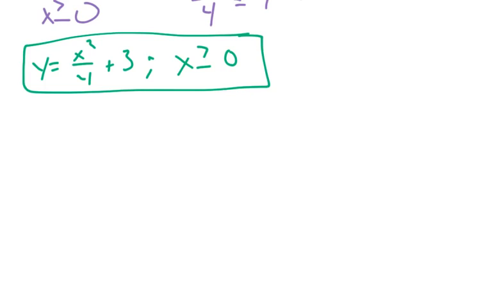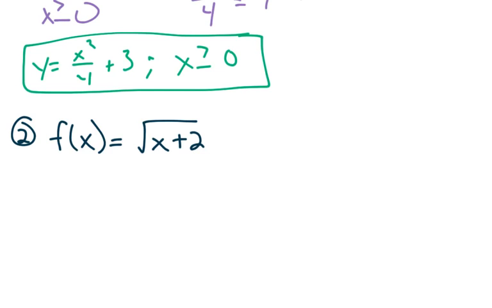Let's try another one here. Last one. Number 2. We got f of x is equal to the square root of x plus 2. Again, this one is going to definitely be a function. And you know what? Let's make it in the negative. Let's just be a little bold and daring here. So negative square root of x plus 2.